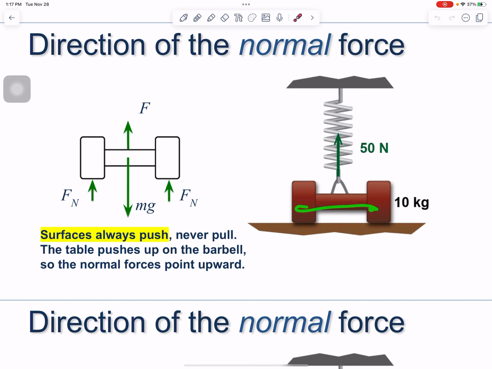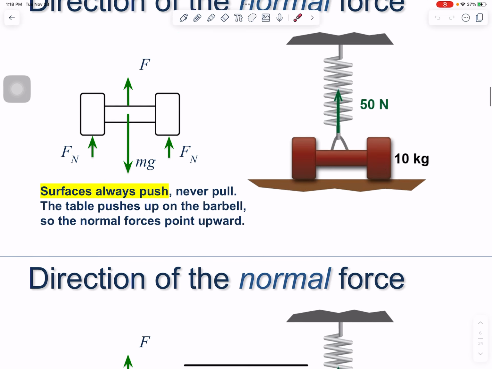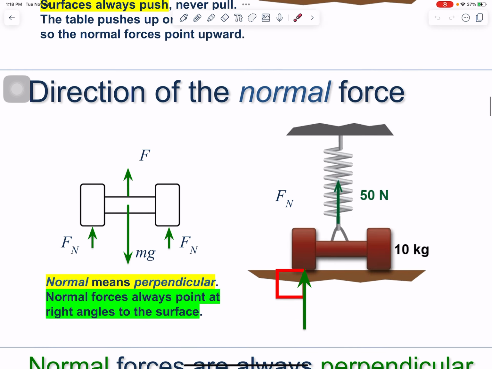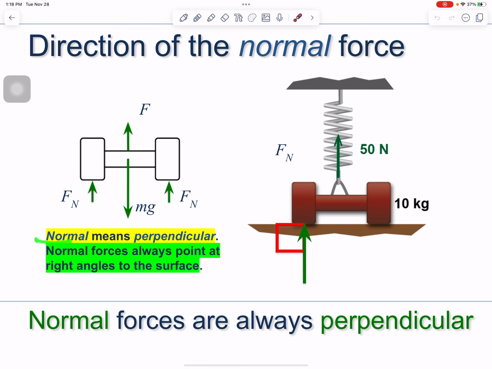So we've got this barbell and it's sitting on the table. The table is pushing upwards, okay? That's what we show here. The table is pushing upwards at the point of contact. Now, the normal force, this force going up, is the normal force, but it doesn't always point upwards. Normal means perpendicular. And so what that means is that normal forces always point at right angles to the surface.